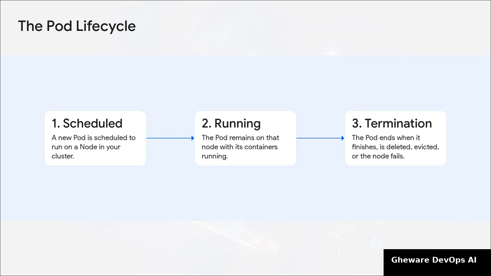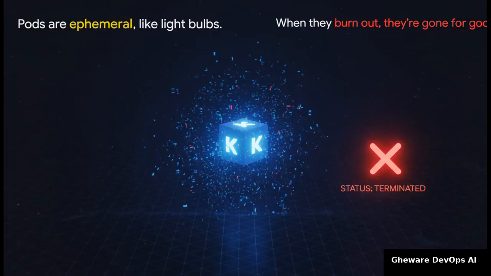And speaking of that life cycle, it's pretty simple. A pod starts as pending, while Kubernetes finds a home for it. Then it goes into running once the containers are up. And finally, it's either succeeded or failed. Now, if your container keeps crashing over and over, that's when you'll see the dreaded CrashLoopBackOff status. We've all been there.